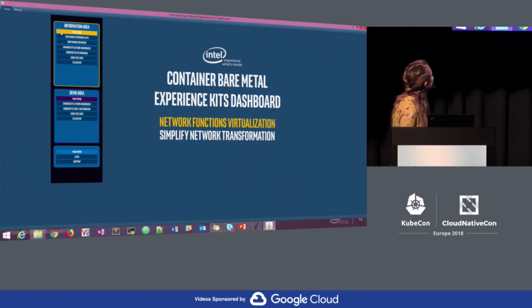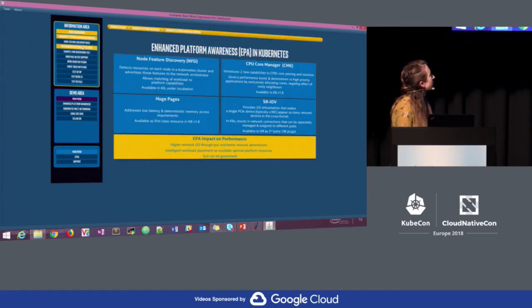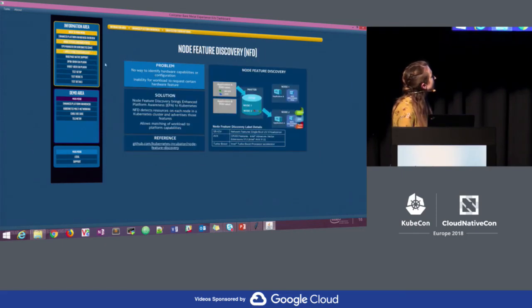So up here you have an information area, which will give you an overview of all the different capabilities in there. If we go into the enhanced platform awareness one, it'll give you an overview of the different components. So basically what I've gone through: NFD, CPU manager, huge pages, and then we also use SR-IOV in this demo because it's a networking workload. And then it'll give you an overview of the impact of EPA on your performance. You can also go into each of the components individually and find out more. It's basically what I showed you.